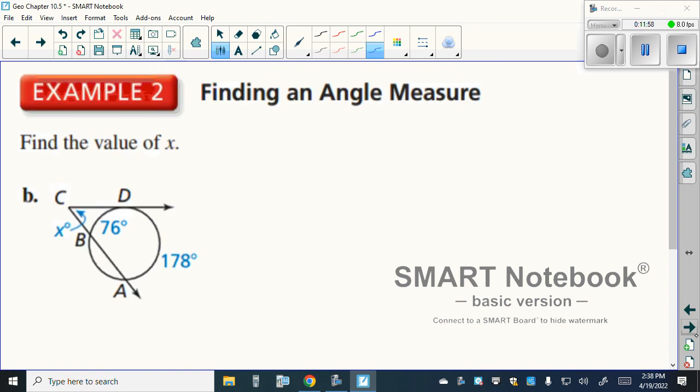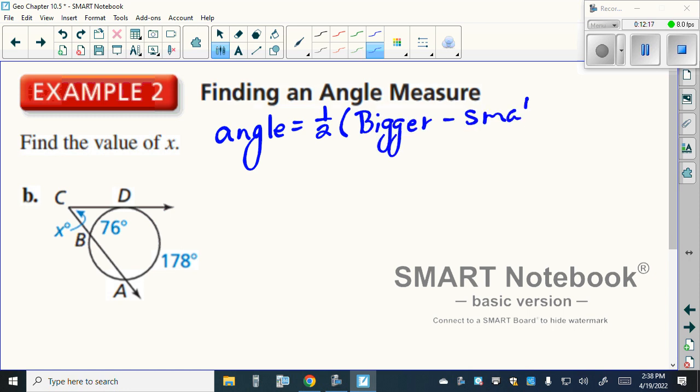Let's look at the next one. So is the angle here that is formed by these two lines inside or outside the circle? Outside. So our angle here is going to equal 1/2 of the bigger arc minus the smaller arc.